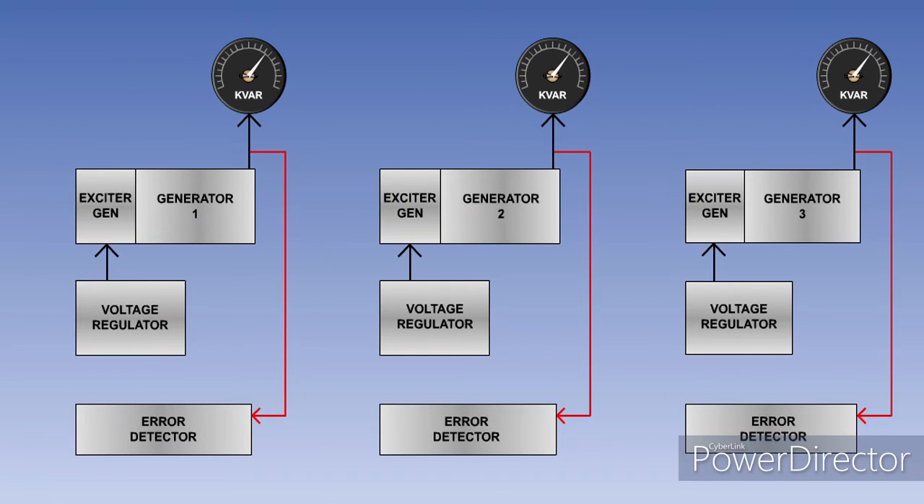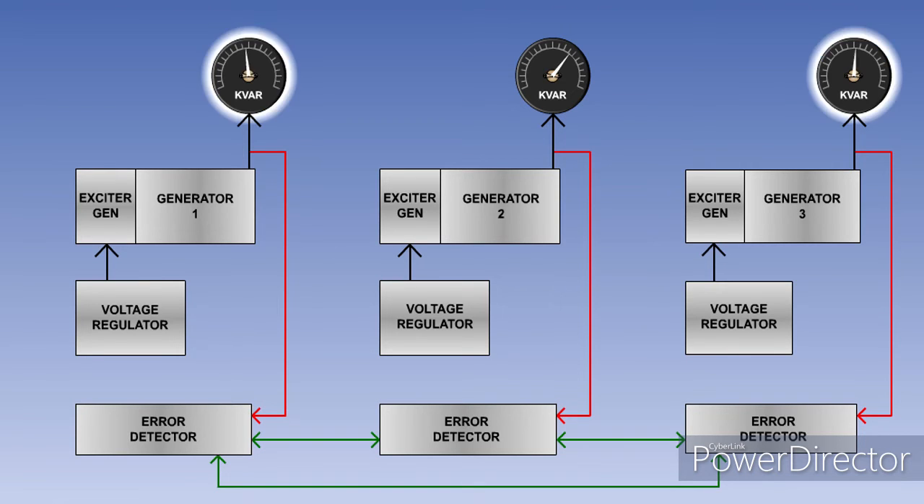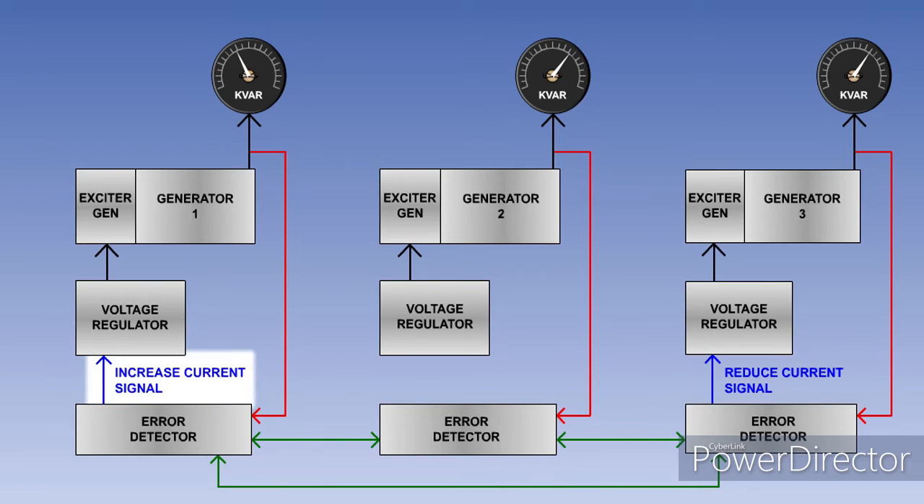Each generator has an error detector, which is monitoring the reactive load being taken by the generator. The error detectors are interlinked. If there is a difference between the parallel generators' reactive loads, then the error detector of the generator with the higher load will signal its voltage regulator to reduce the exciter field current, and thus the generator output voltage, and the error detector of the generator with the lower load will signal its voltage regulator to increase the exciter field current, and thus its generator output voltage.